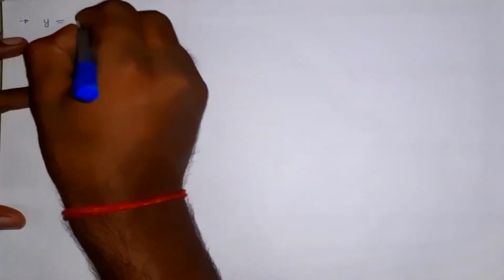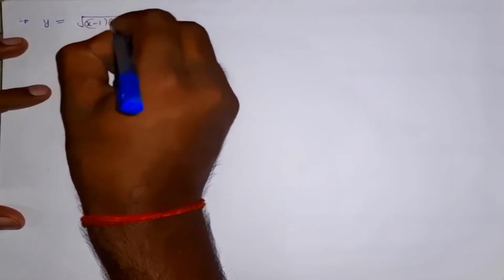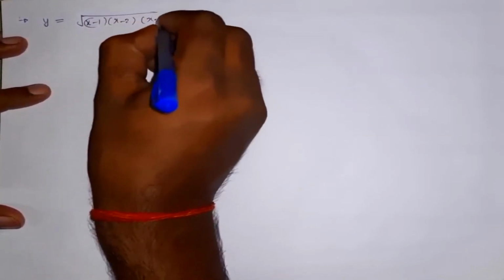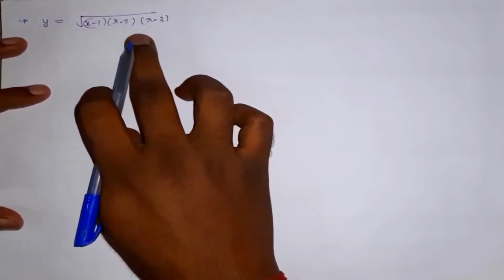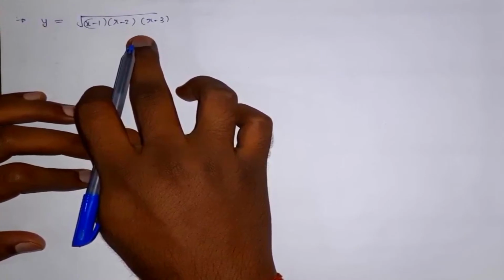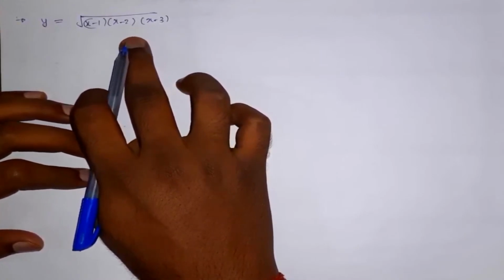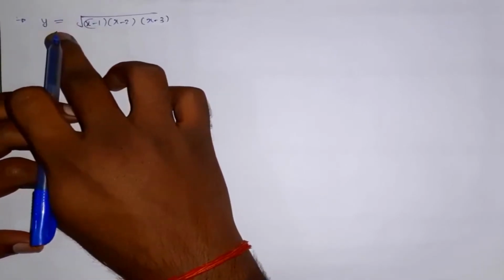Okay, so I'm taking an example like this. Here it is written as the integral part of the square root of (x minus 1)(x minus 2)(x minus 3). Now we have to calculate the domain of this function. That means we have to calculate the values of x for which this function is defined, or the curve is defined.